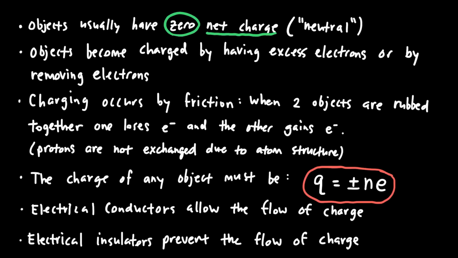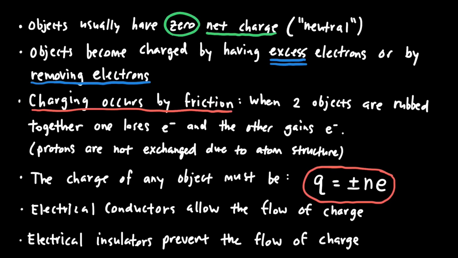And so how do I charge an object is a question that we need to be familiar with. If an object becomes charged, then it either has an excess of electrons or it has a deficiency of electrons. Electrons have been removed. And so the way that I can add electrons to an object or remove electrons from an object is, in one way, charging by friction.